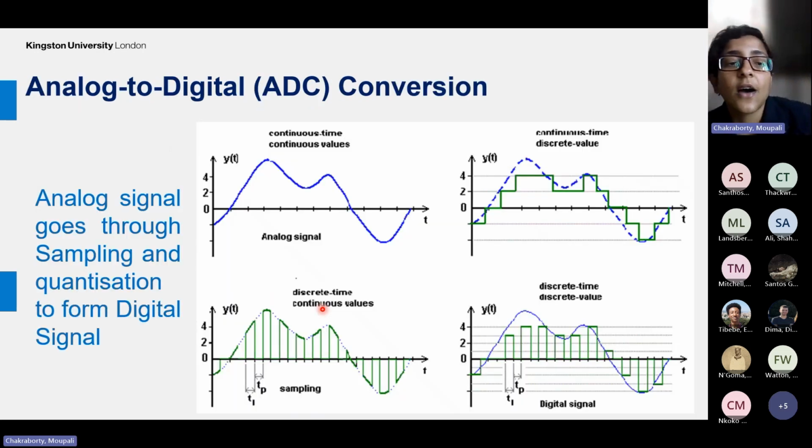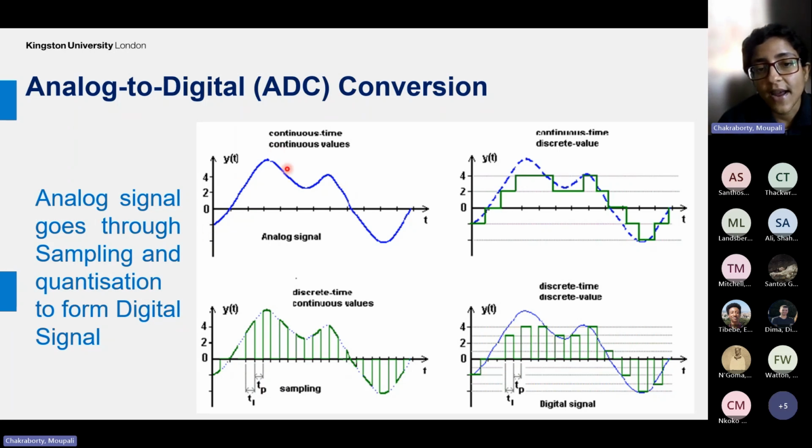Now we'll see how this analog to digital conversion is done. For that, you can see that this is an analog signal. Two things are done if you want to convert from analog to digital. The first one is sampling, and the second one is quantization. So what do these two terms mean? We'll see one by one.